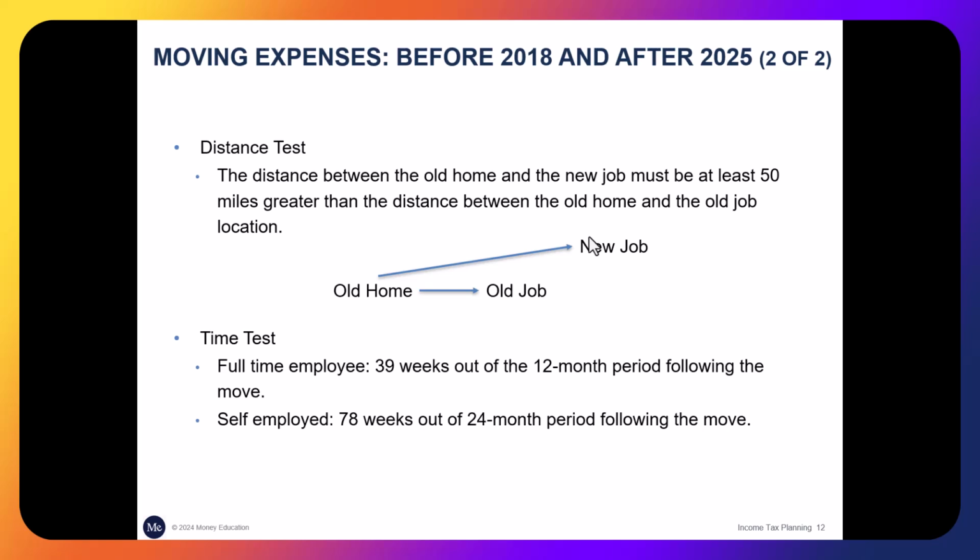In order for it to be deductible, there was a distance test. You must be at least 50 miles greater. So you go from your old home to your old job. Let's say it was 30 miles. So your new job must be 50 miles greater than that distance, right? So 80 miles. You must also be a full-time employee 39 weeks out of the 12-month period.